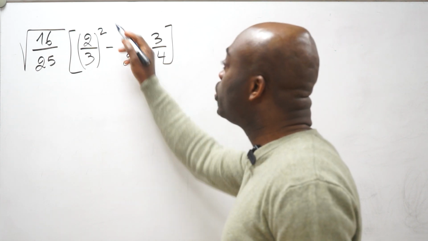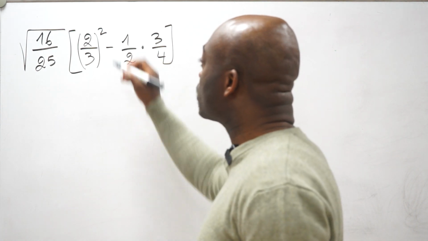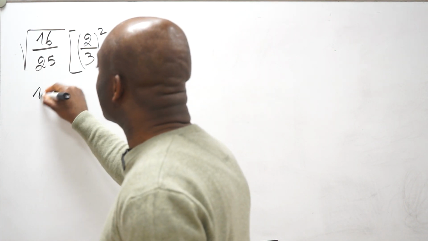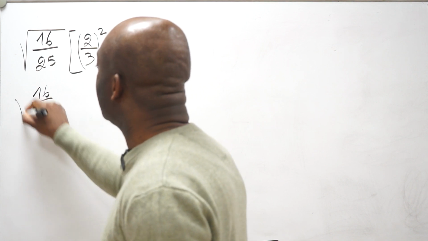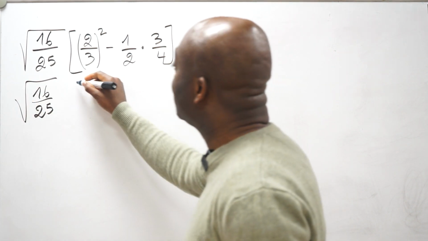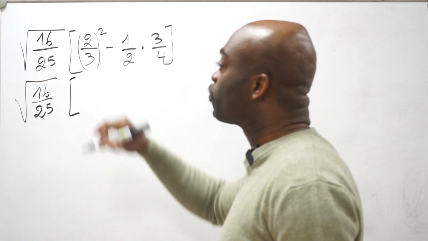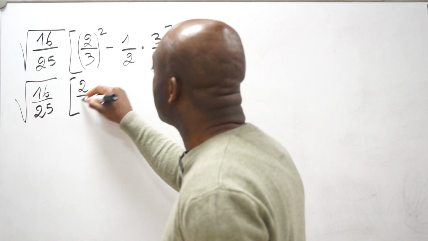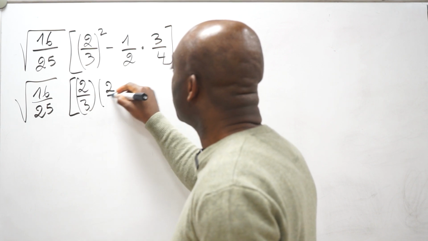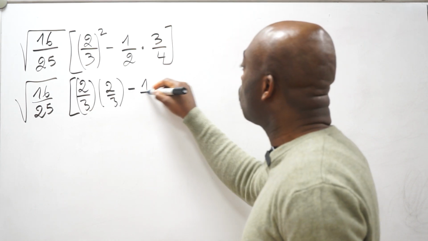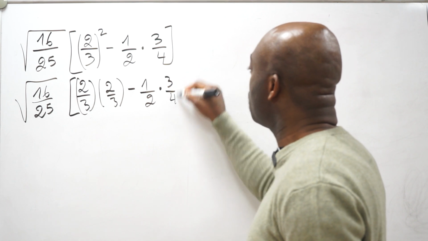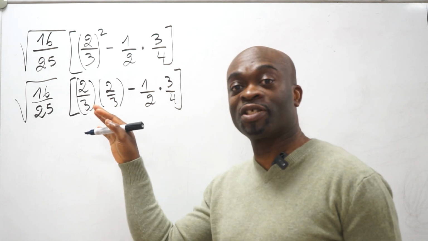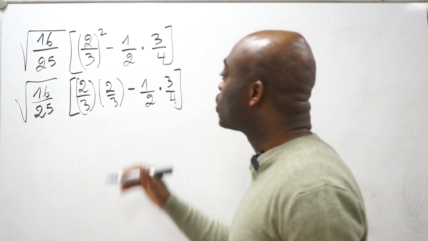Now, what can we do here? Can we do the square here? Yes, we can. So let's just worry about that first, then we can worry about anything else after that. So we have 16 over 25, then we have the square root right in there, then times 2 over 3 squared. That means you multiply 2 over 3 by itself, right? So you're doing 2 over 3 times 2 over 3 minus 1 over 2 times 3 over 4. Ladies and gentlemen, we're taking one step at a time. I know you can jump on some of these operations here, but not yet. So let's go for it.